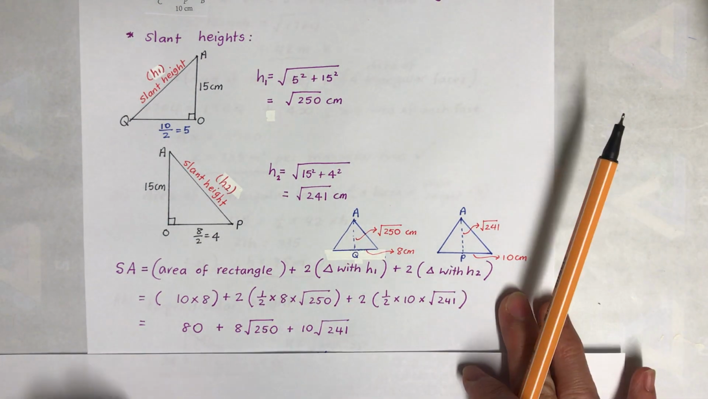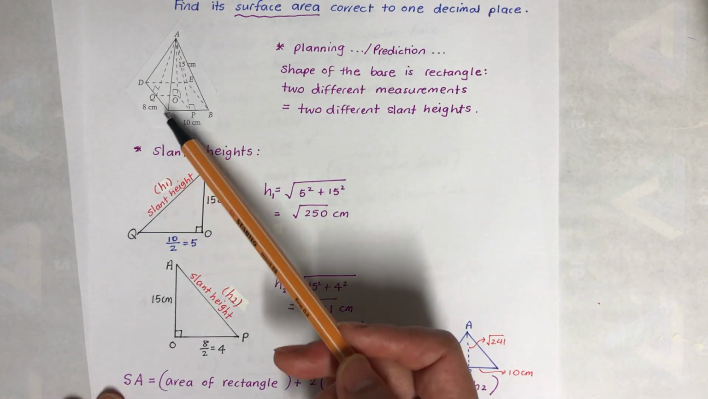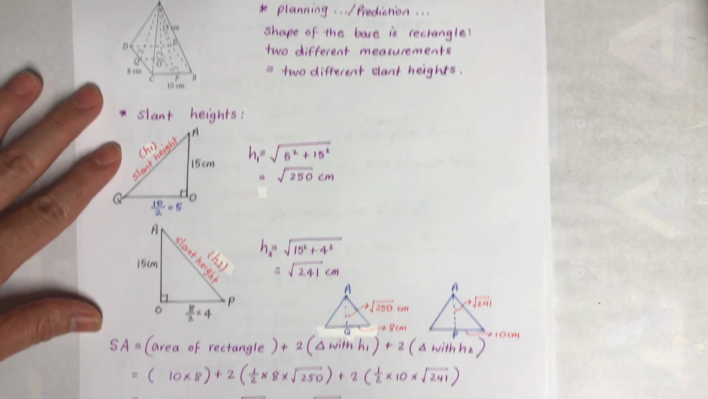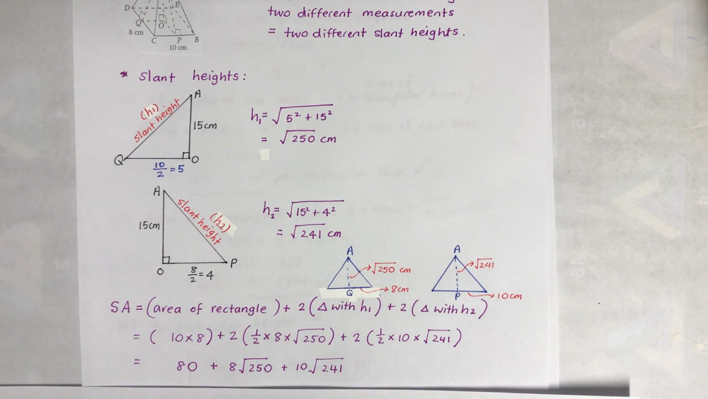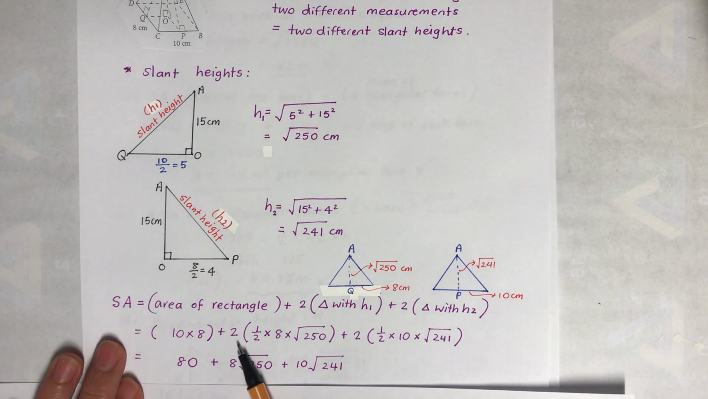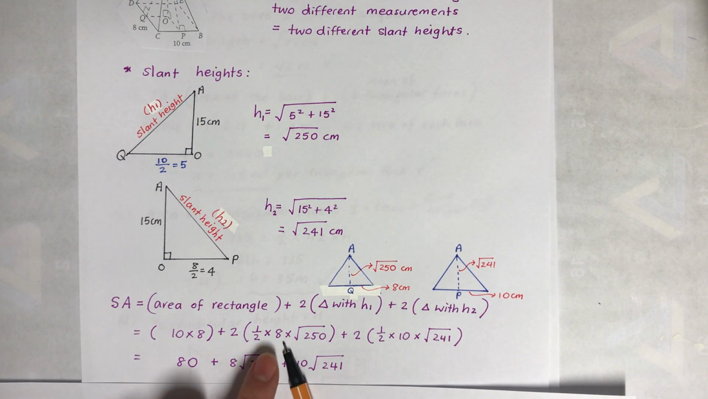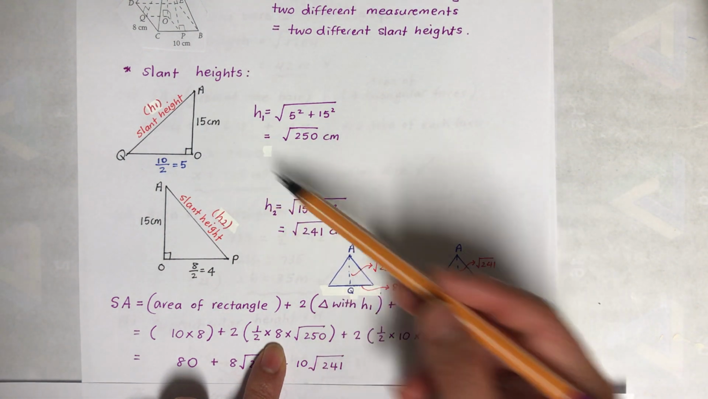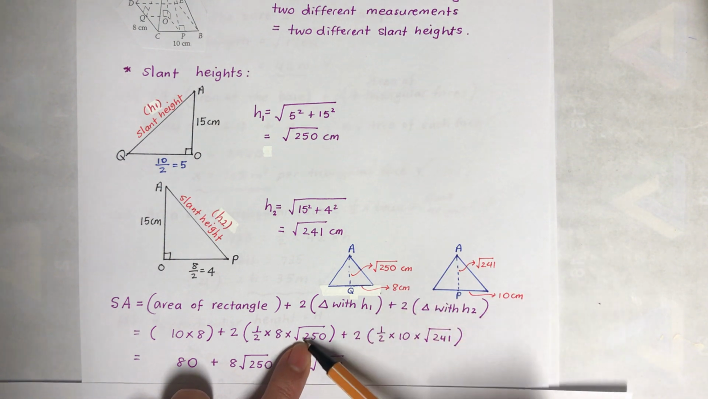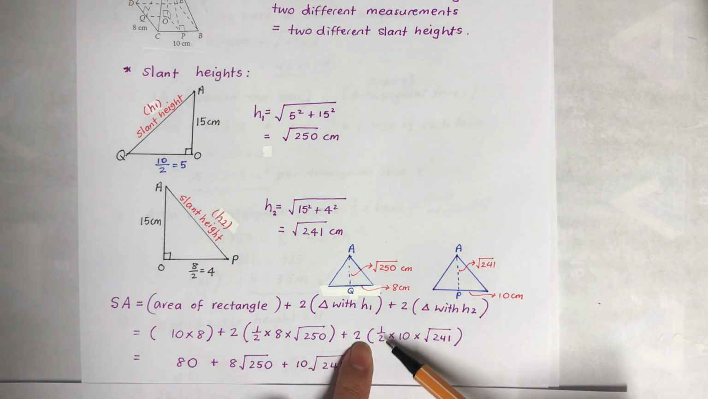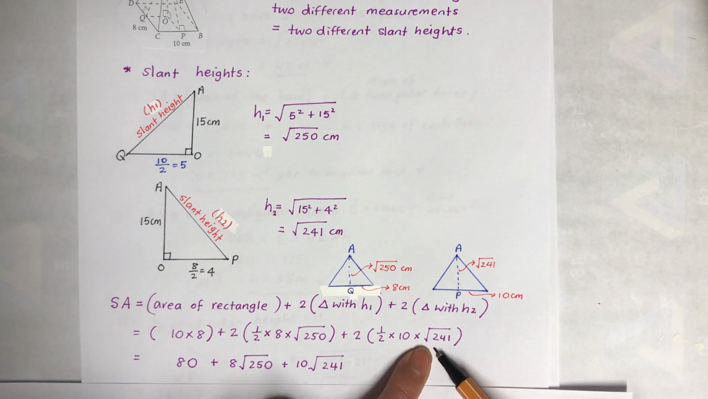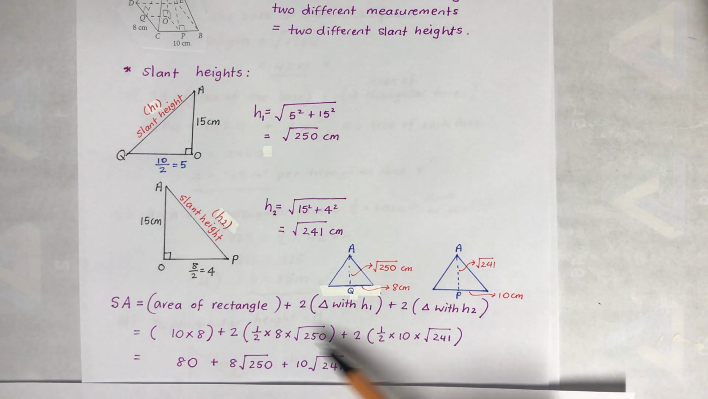If you can remember the diagram here, the base is 8 times 10. That's not a big deal. 8 times 10 or 10 times 8. And then 2 times half times base. When the base was 8, I'll just sketch this again, the slant height was square root of 250. And plus 2 times half times the base, which was 10, my slant height was square root of 241. So just be careful. What was my base? What was my slant height?